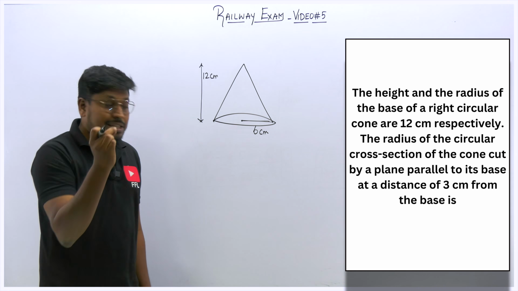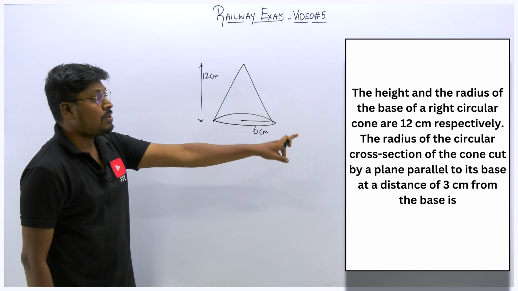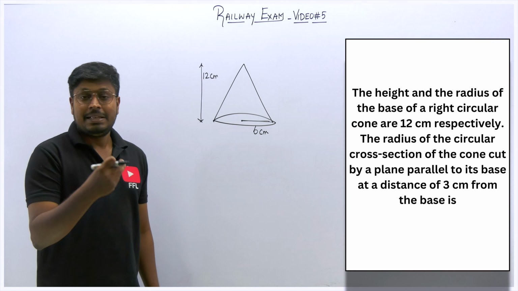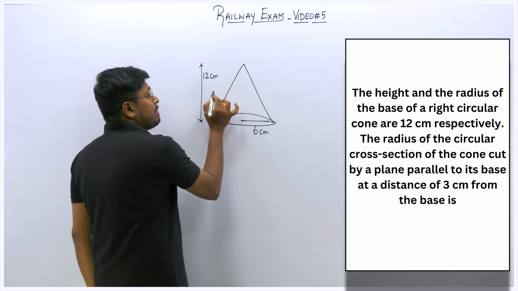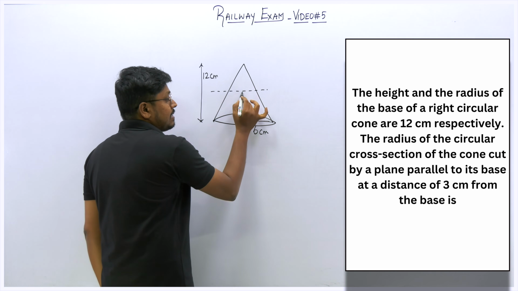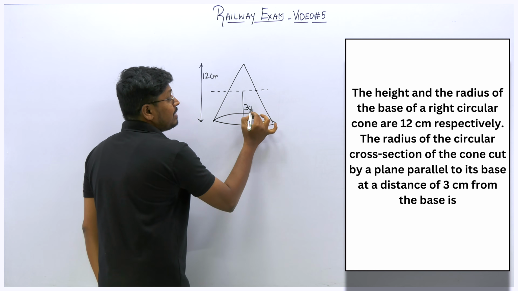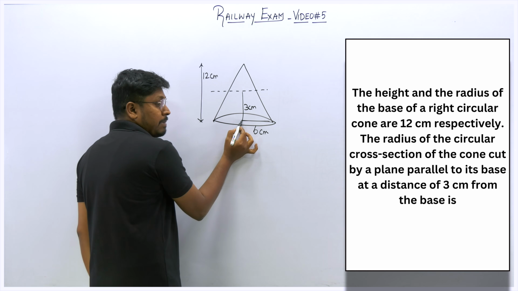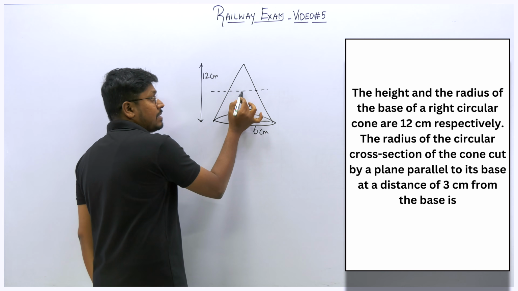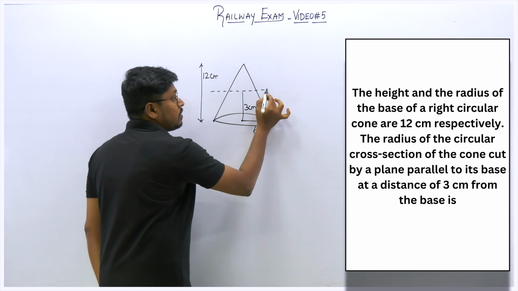But they have given another point here where you can see, at the distance of 3 centimeter from the base. The meaning here is the cone has been cut into two halves, where the distance is 3 centimeter from the base. From the base, this is the base point of the cone. From the base, 3 centimeter, right? After this 3 centimeter, they have cut the cone into two halves.